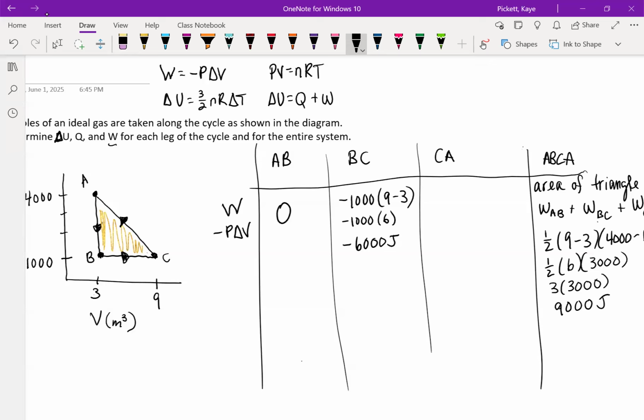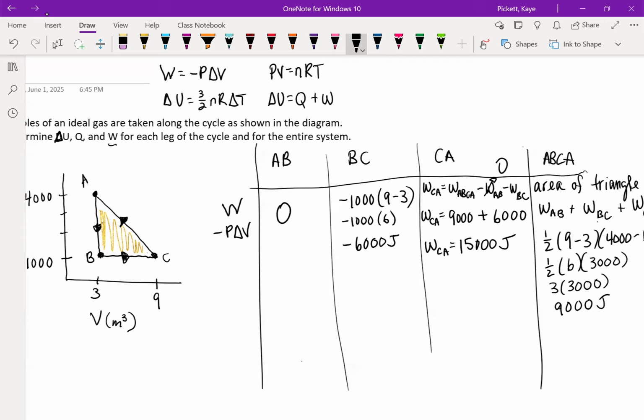So I'm going to say then that the work from C to A is the total work, ABCA, minus the work from A to B, minus the work from B to C. Well, A to B is 0, so woohoo! C to A, that's what we're looking for here. The total work is 9,000. And the work from B to C is negative 6,000 and the negative of a negative. So we wind up with the work from C to A is 15,000 joules. That was a lot of energy it took.